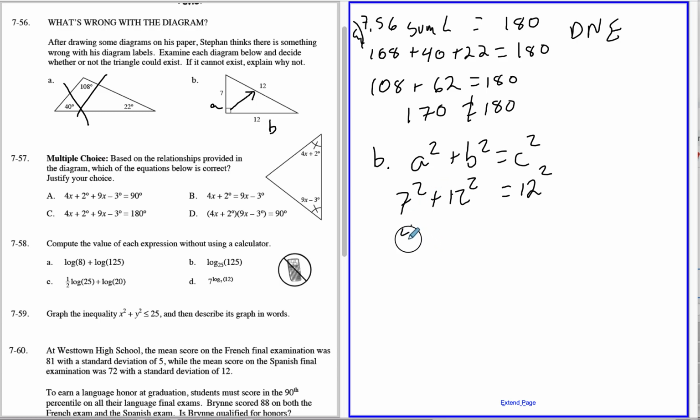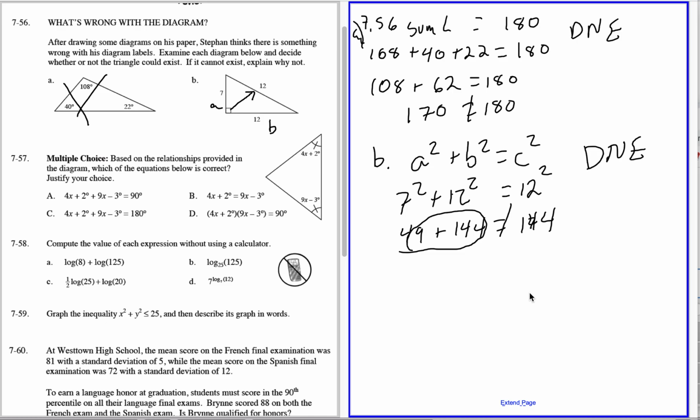7 squared is 49. 12 squared is 144. Already looking at that, you guys, 49 plus 144 is going to be greater than 144. They're not equal. This triangle also does not exist.